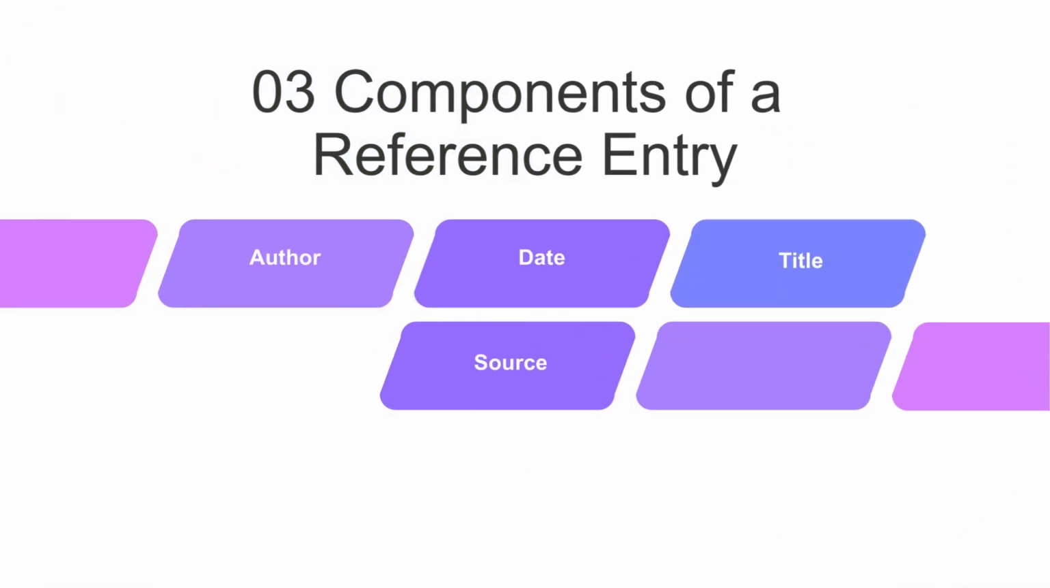The four components of a reference entry are author, date, title, and source. Take note of how each component is written in the following examples.